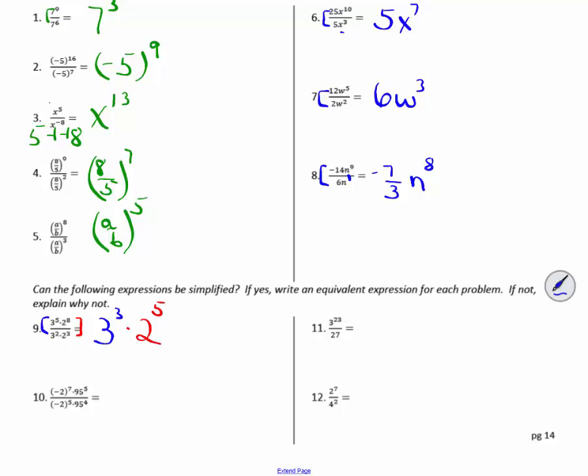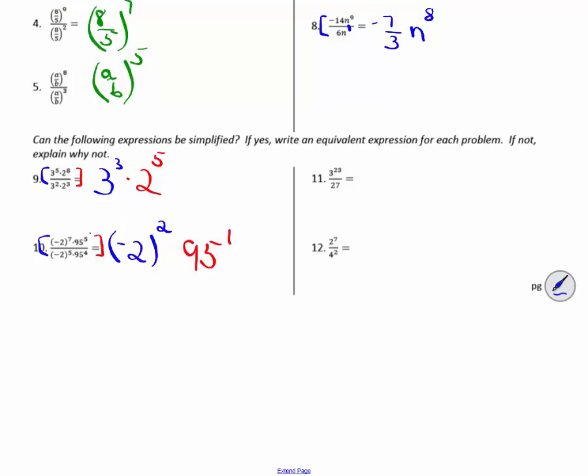So same thing down here for number 10. Here I have my bases of negative 2. It's a negative, so it's going in parentheses, negatives and fractions. 7 minus 5 is 2. Then I have to do my base of 95. And then 5 minus 4 is a 1. You could write this one as well just like this, with just 95. You don't have to put the 95 with the exponent of 1.